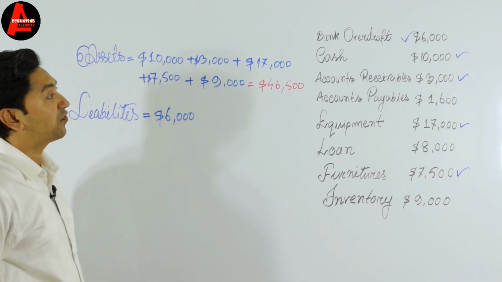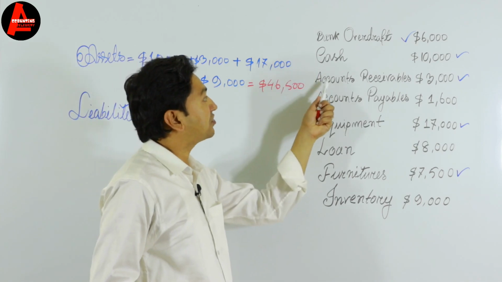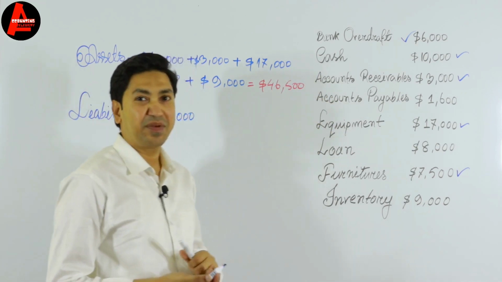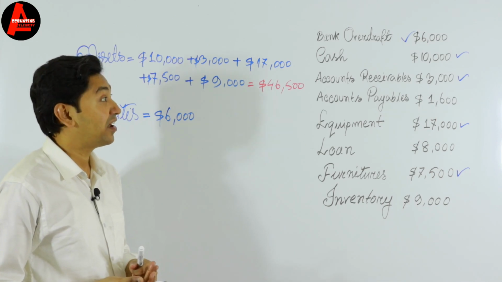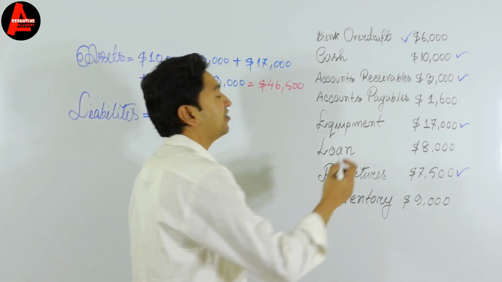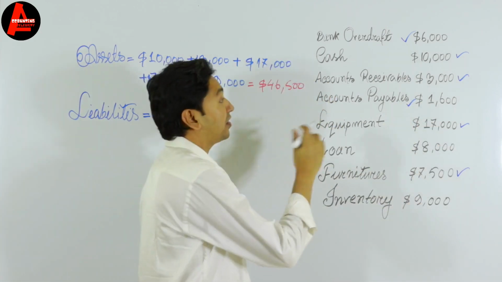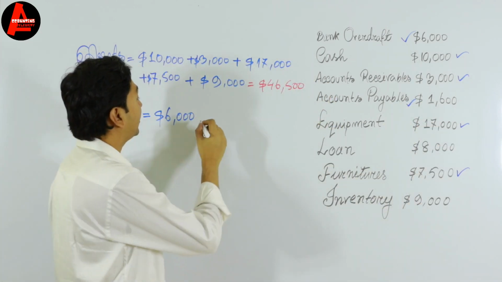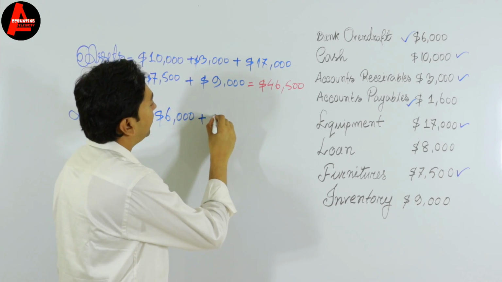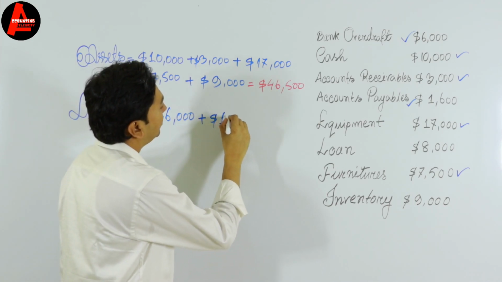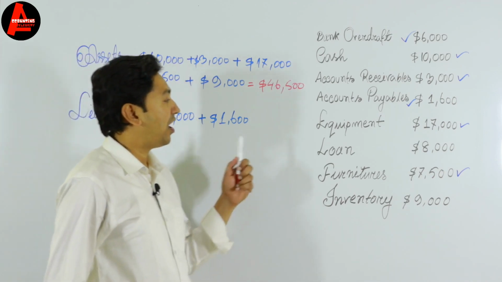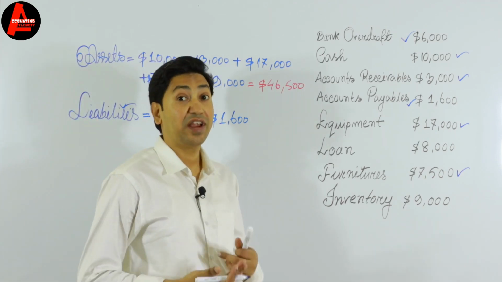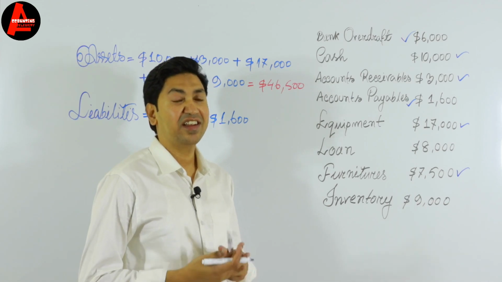Okay, then what you have? We have taken cash, accounts receivable. Now accounts payable means trade payables. It is also a current liability. So let us take this amount. It is here $1,600. So plus $1,600. Okay, then here we have loan. Loan is a non-current liability.